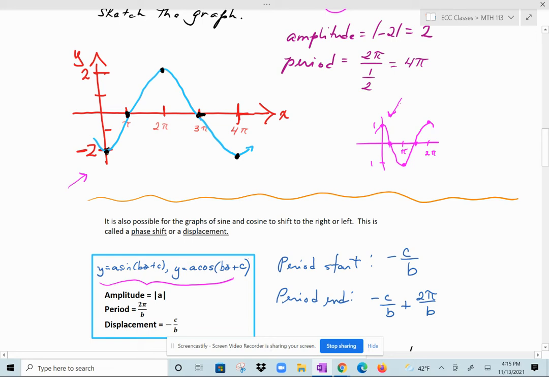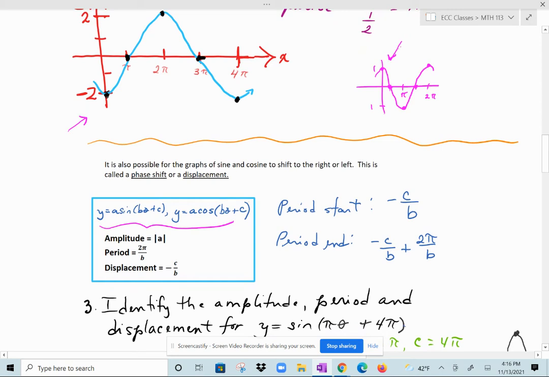So that plus c is something new. Or y is equal to a cosine of b theta plus c. So the plus c impacts the graph horizontally. It's going to shift it either right or left. And there are, again, our formulas.